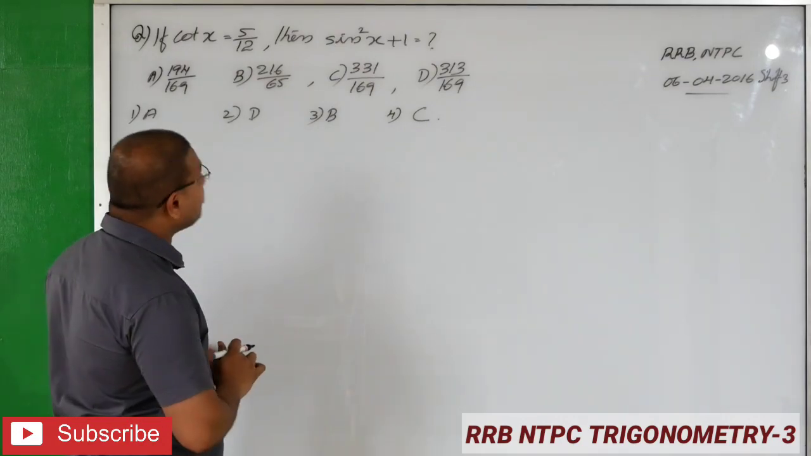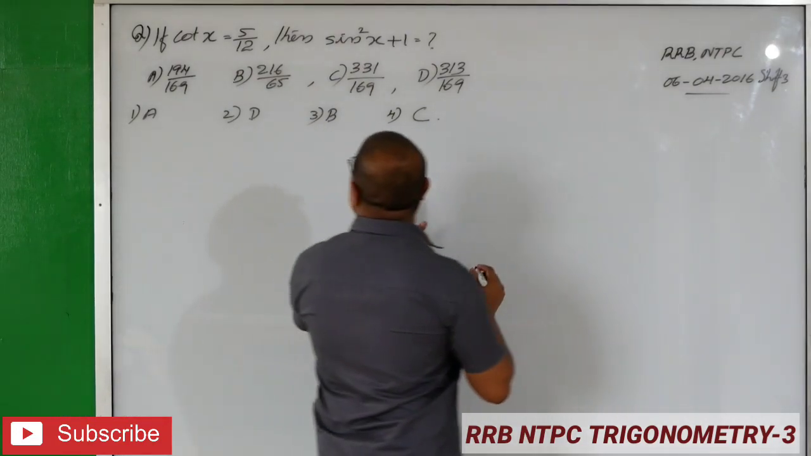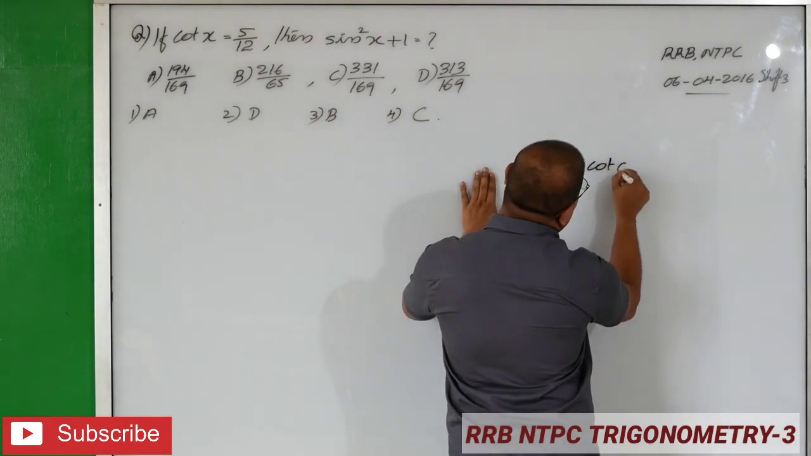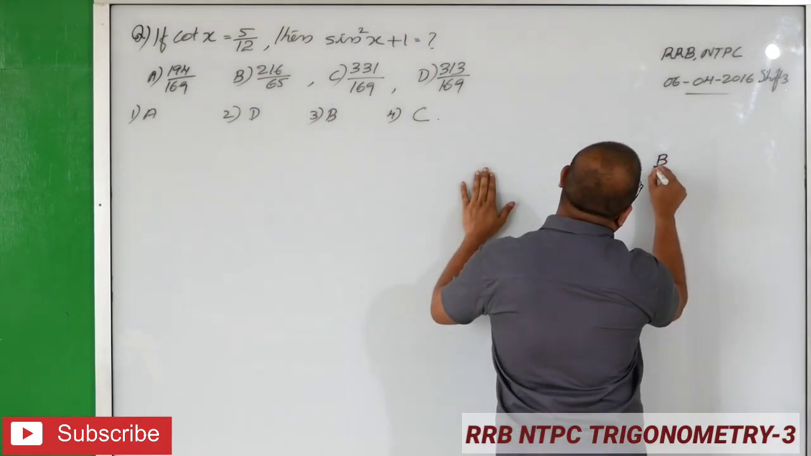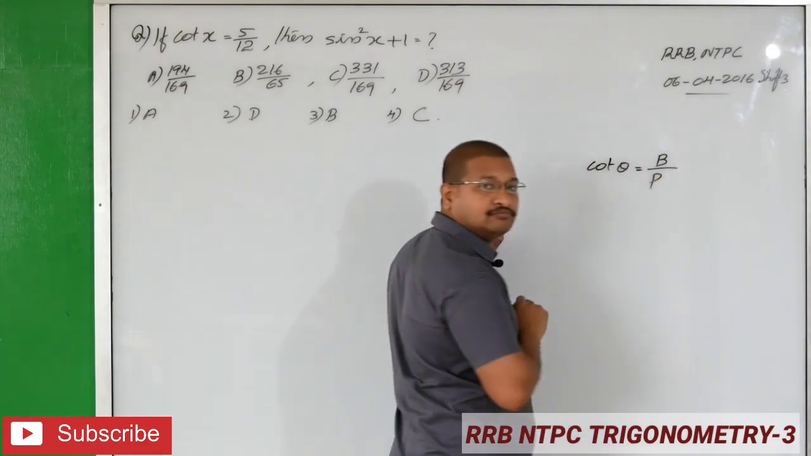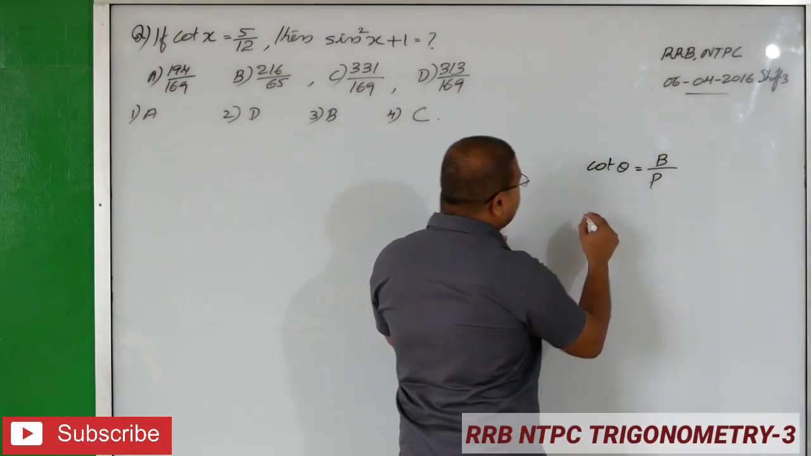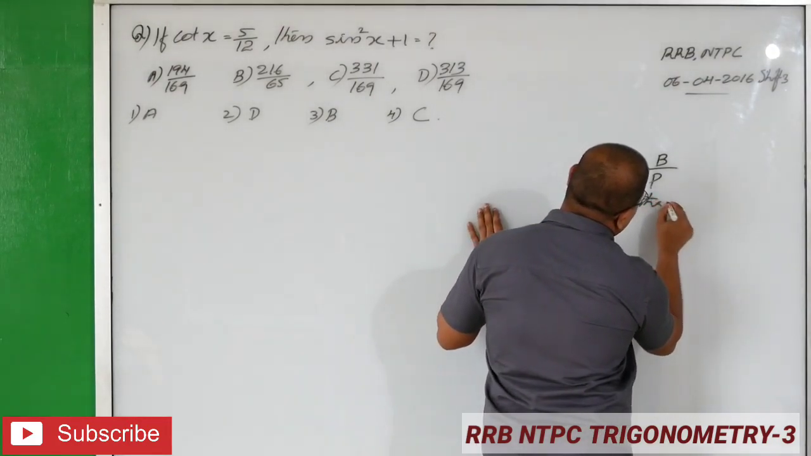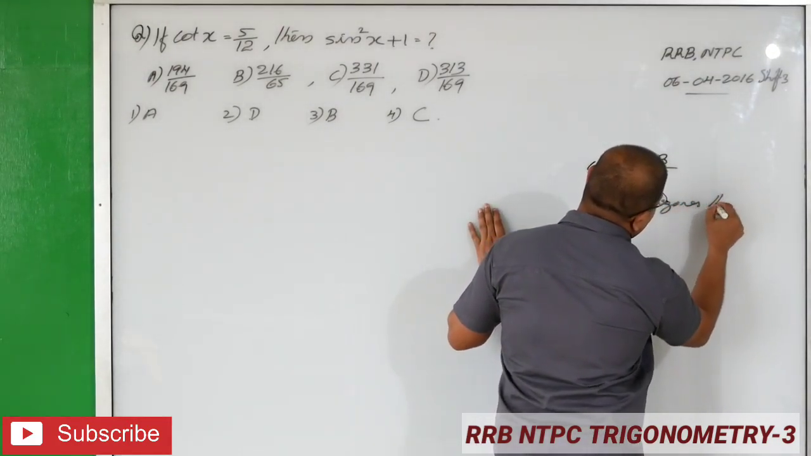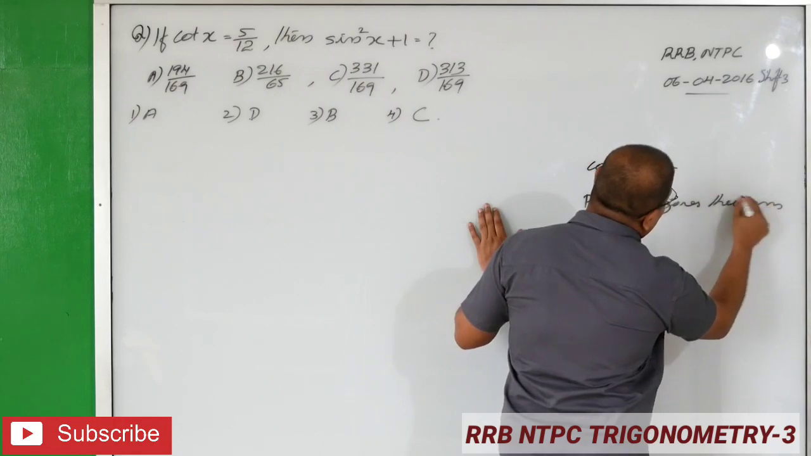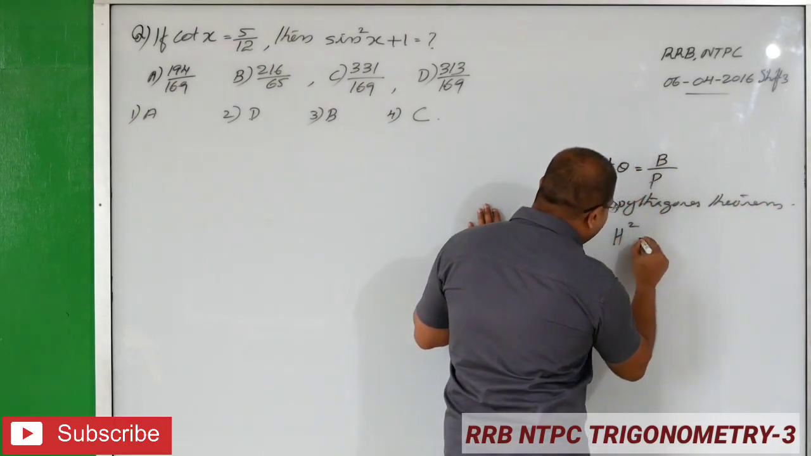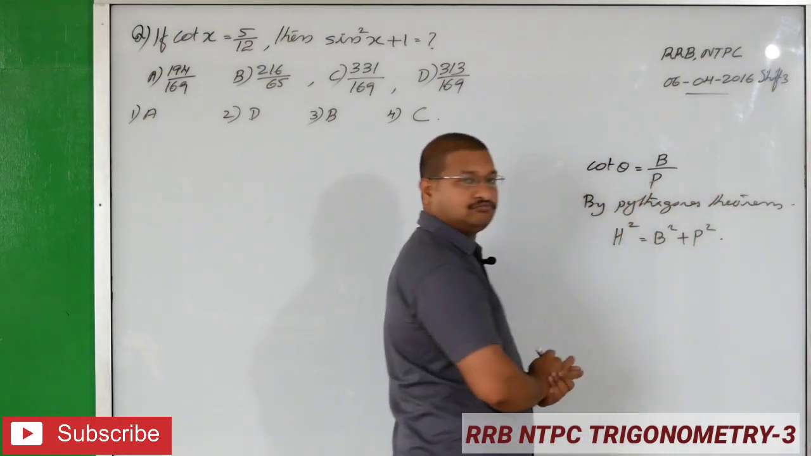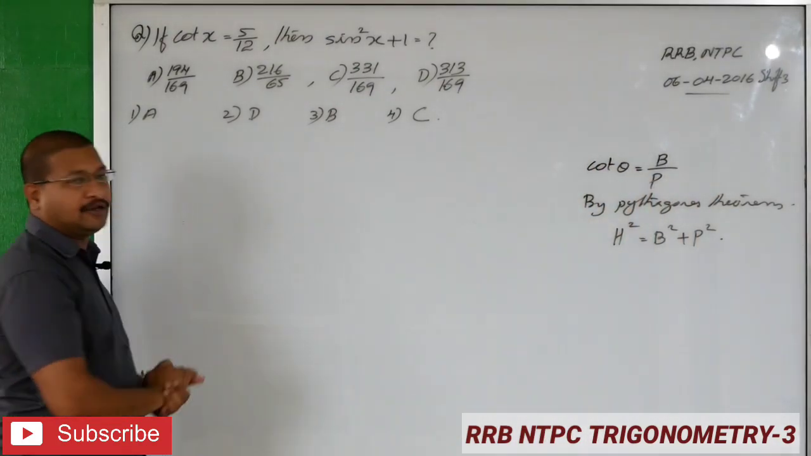See, here we will be using the Pythagoras theorem. I will take cot theta equals base by perpendicular. After that, by the Pythagoras theorem, hypotenuse squared equals base squared plus perpendicular squared. These two we will apply, and after that we can do the balance.